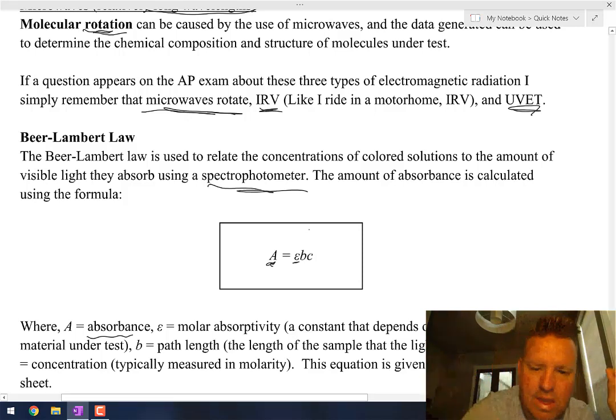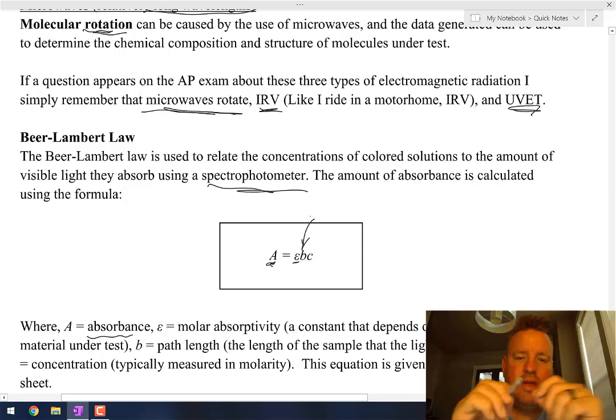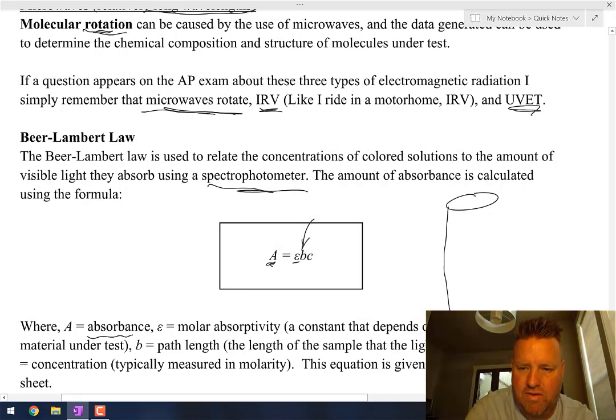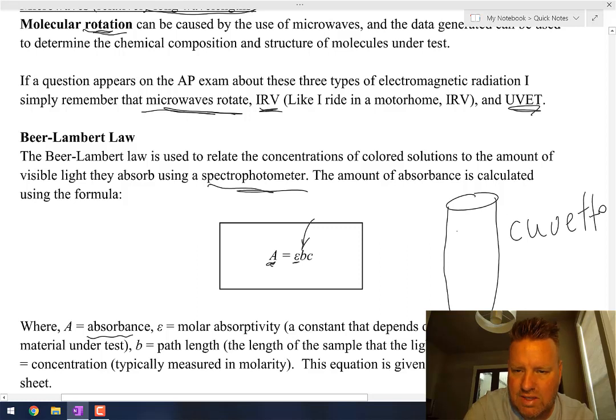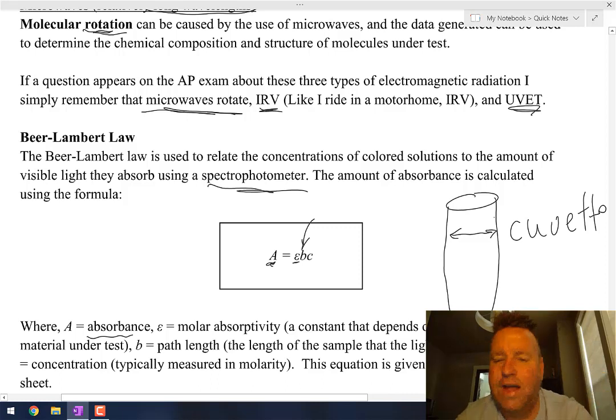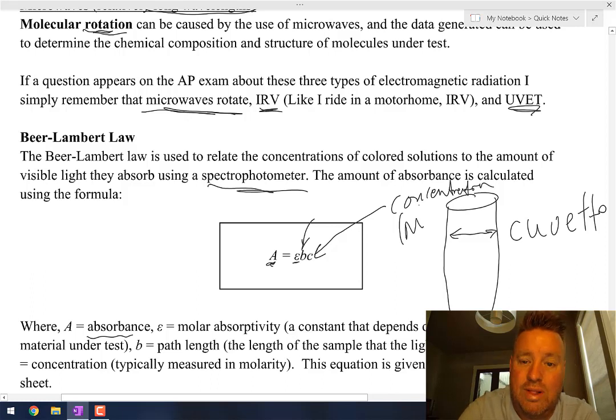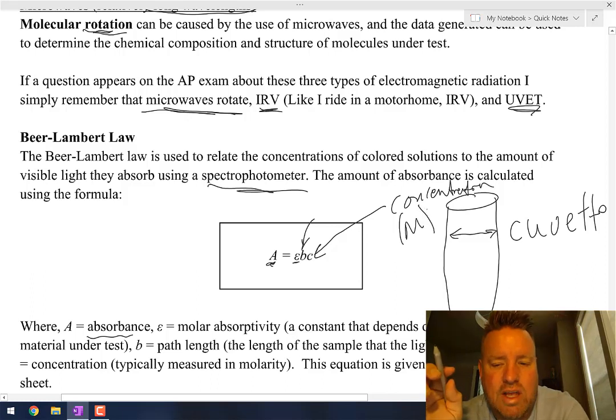B is what's called the path length. What's the distance across that? A test tube, typically we call it a cuvette, is the distance from here to here. That is the path length, the letter B there. And then the last one, the really important one, is C, and that stands for the concentration, which is measured in the molarity of that substance.